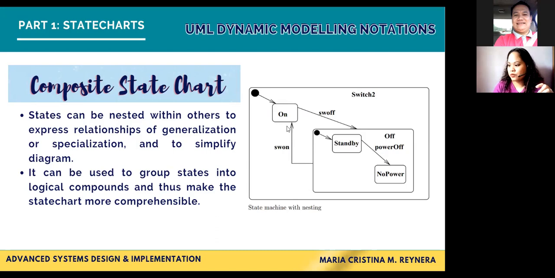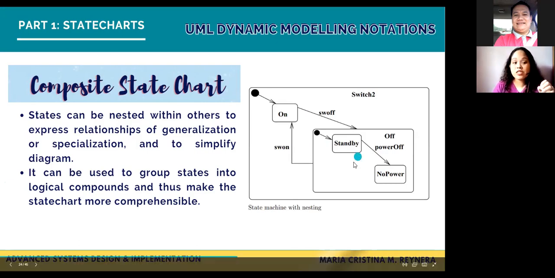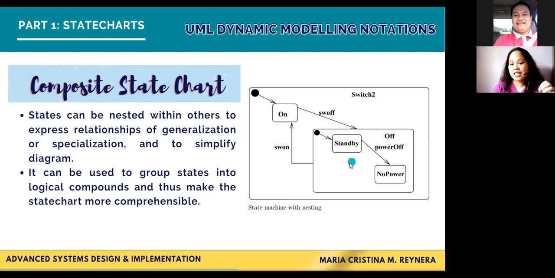So there are two examples. This is the first one. This is another one. The diagram shows that when the switch off occurs in a state on, it goes to standby. The default state is still off. But when the switch on occurs, if the system is either standby or no power, then the next state is on. So the nested state notation reduces the number of transitions.